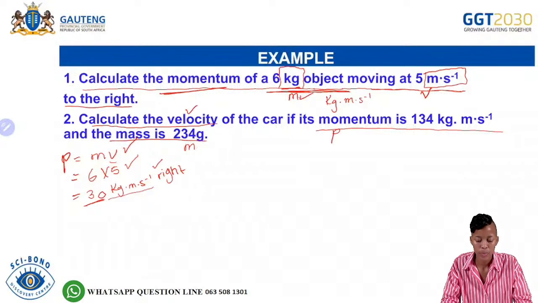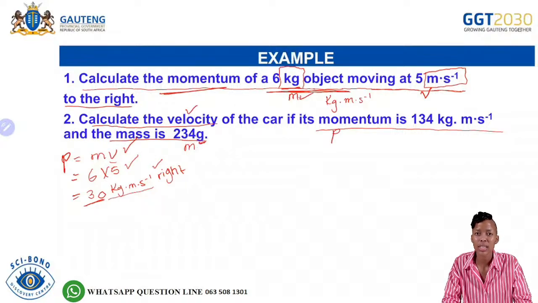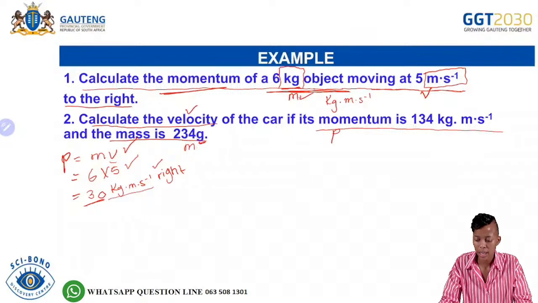So this 234, it represents the mass. So what we need to learn again here is conversions. Conversions are very important, and you need to make sure that you learn all the relevant conversions that we are going to need. So we see that we have grams there. That means that we need to convert the grams to the kilograms.